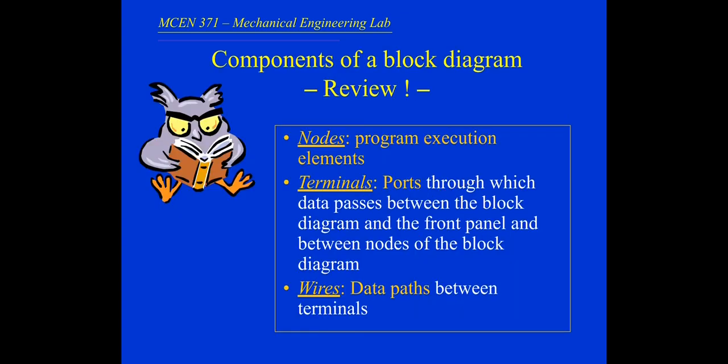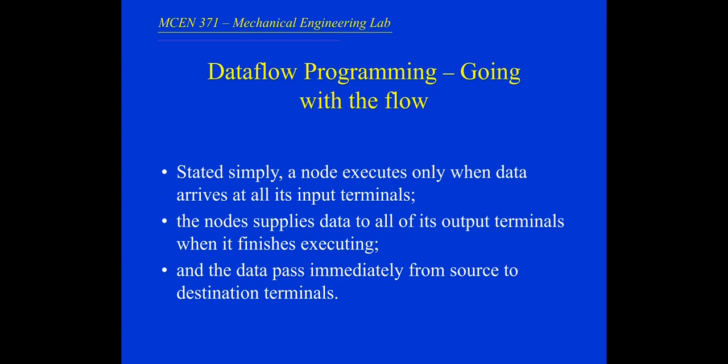Okay, so you have nodes. They are different program executing elements, and you have terminals. A terminal is a port to get data and to pass this data between the block diagram and front panel, and you have these wires, because data can be of different types.